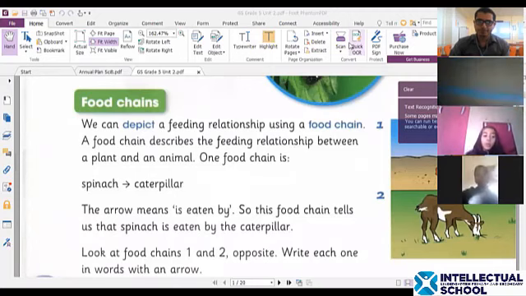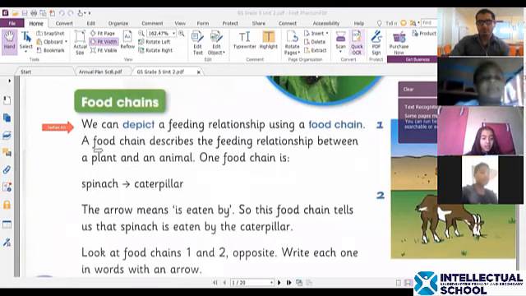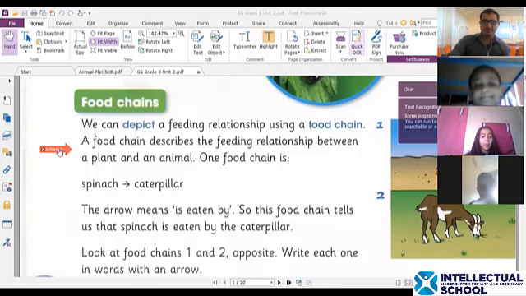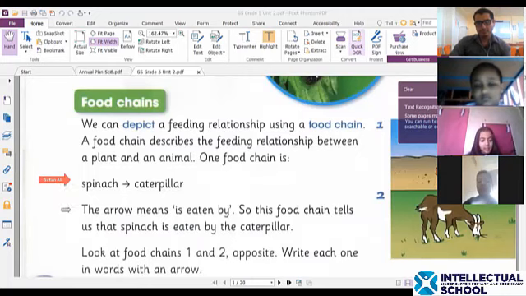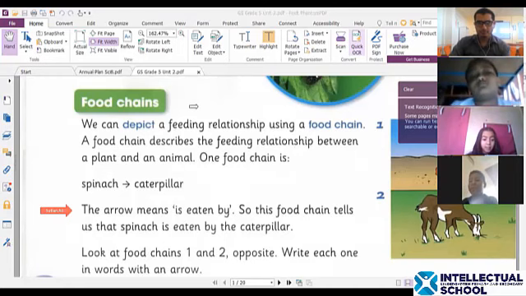Food chains. We can depict a feeding relationship using a food chain. A food chain can describe the feeding relationship between a plant and an animal. One food chain is spinach is eaten by a caterpillar. The arrow means is eaten by. So this food chain tells us that the spinach is eaten by the caterpillar.